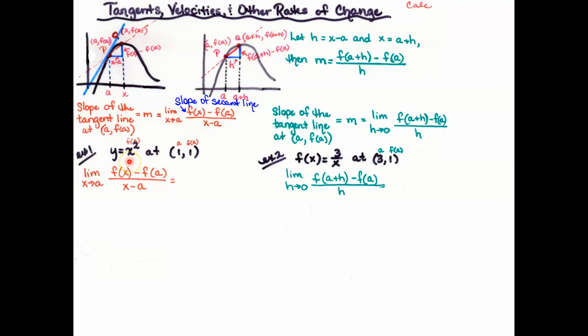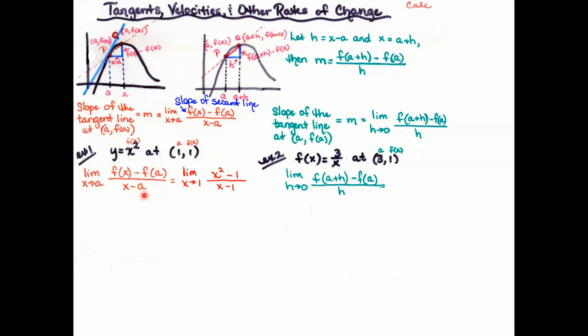Okay, so they asked me to create the equation of a tangent line for y equals x squared at the point (1, 1). So if a is 1, if I put 1 in for a, 1 squared is positive 1, so f of a would be positive 1. So let's follow our formula. The limit as x approaches a, and remember a was equal to 1. So f of x is x squared, minus f of a, which is 1, all over x minus a, and again, a is 1.